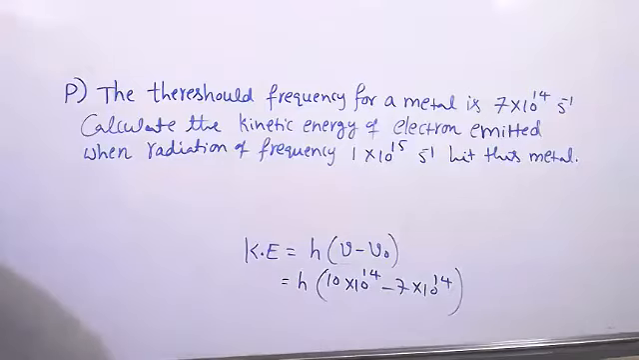Now solve and tell me the final answer. So is it 19.878 into 10 to the power minus 20? Yes, correct. Joules, correct answer. Yes, even I got the same answer. Good. Yes, sir, same answer, 878 into 10 to the power minus 20.